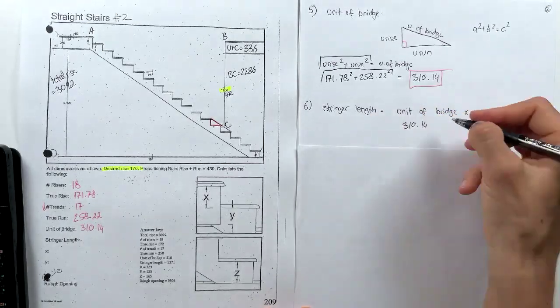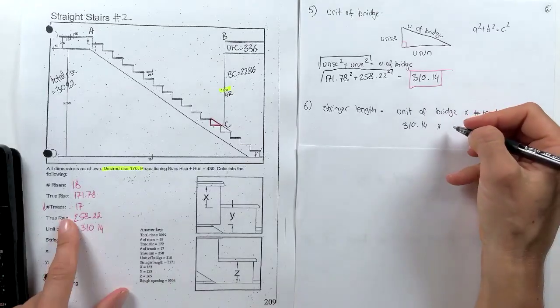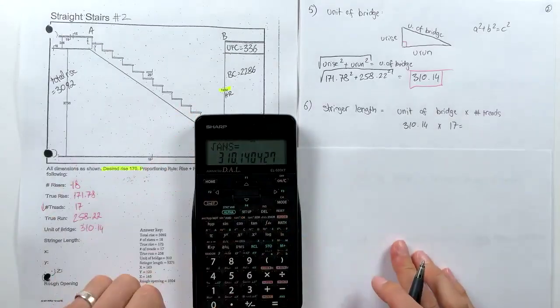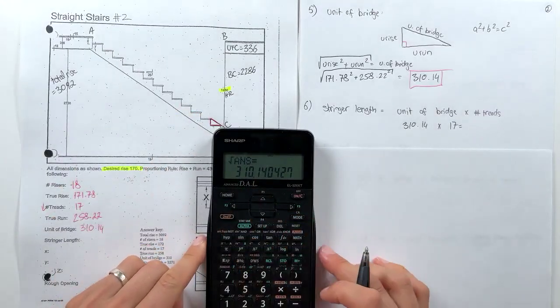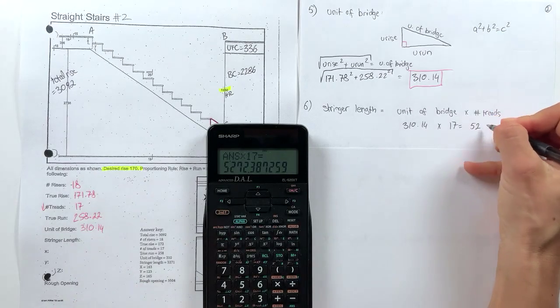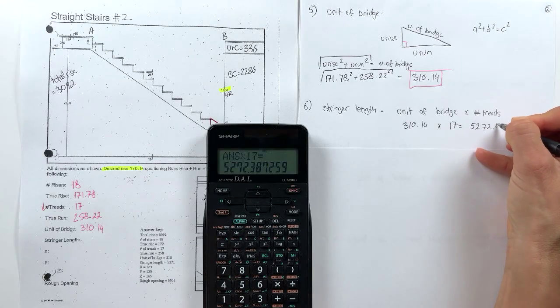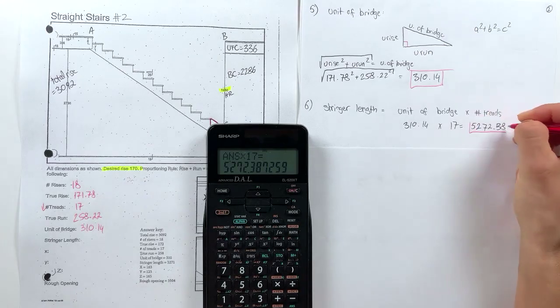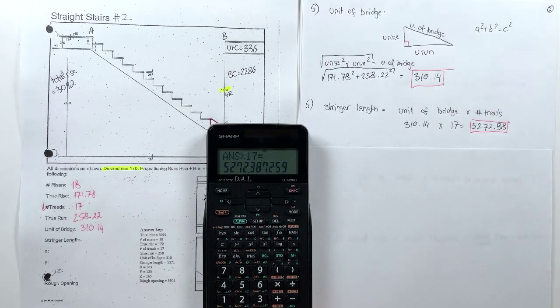310.14, that's our unit of bridge, times our number of treads. We know that that's 17, gets us, well, look at that. We still have our unit of bridge number in here. How handy. Times 17. 272.38. This is the number that the worksheet would like you to have.